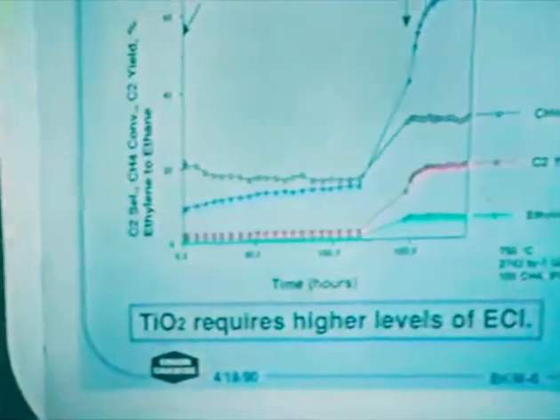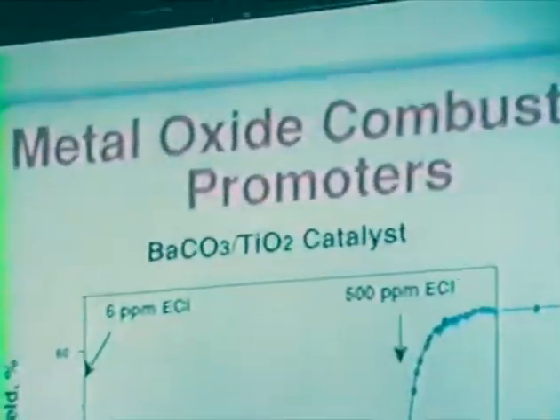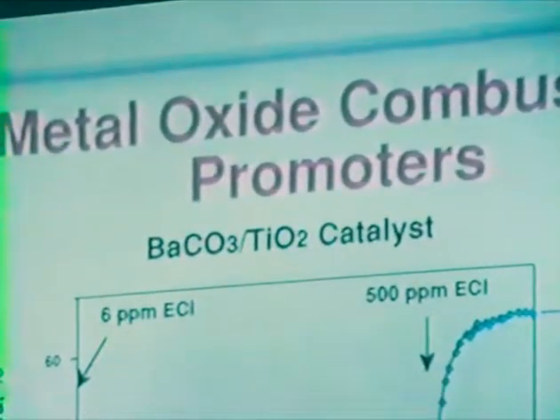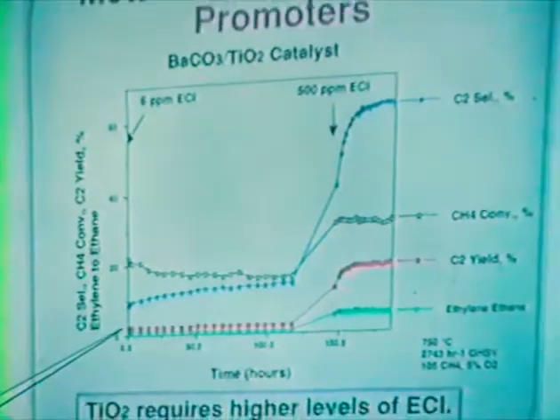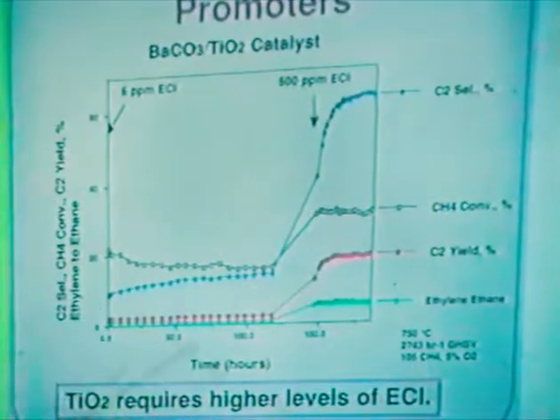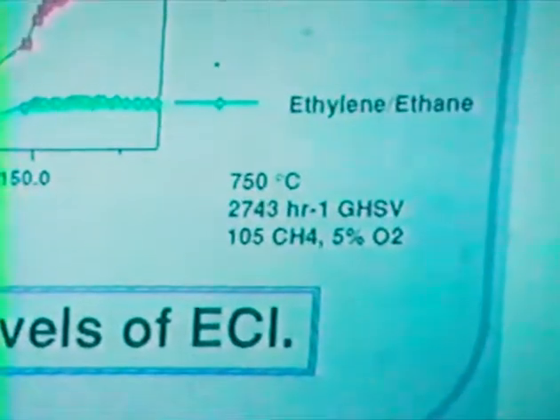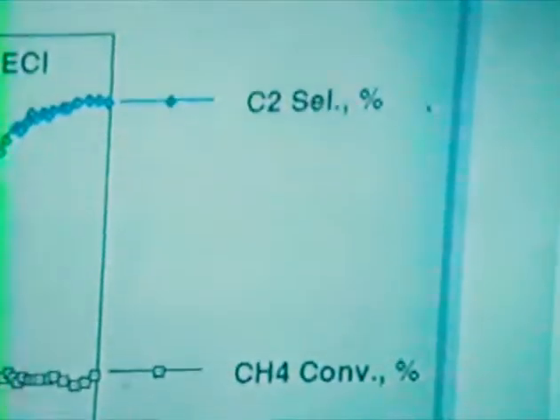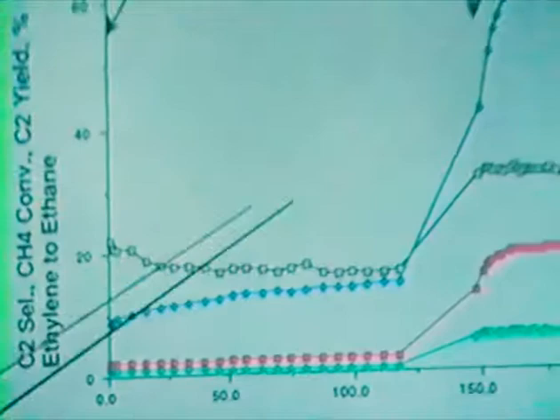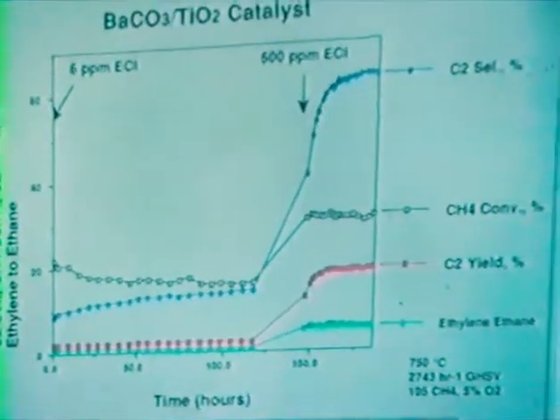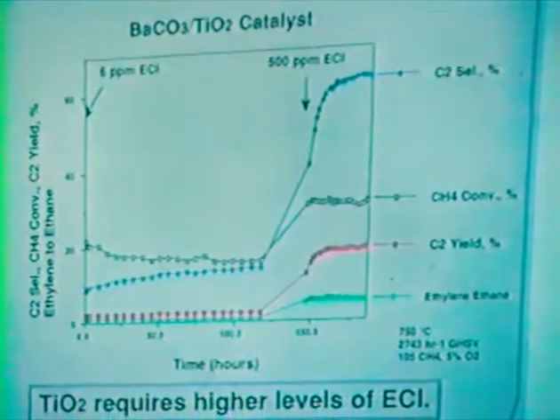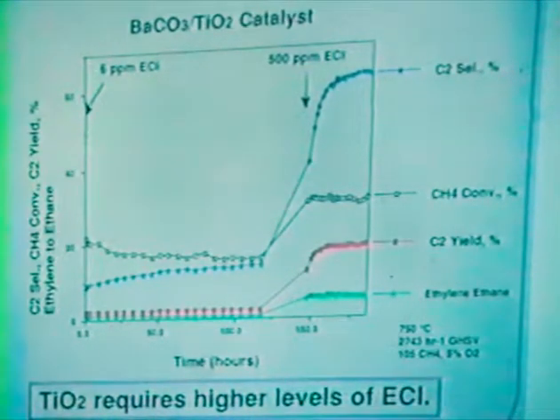Now, when I said that you require a different amount of chloride for the different metal oxide combustion promoters, here's an example on titanium with barium carbonate. If you feed 6 parts per million ethyl chloride from the beginning of this reaction for over 100 hours, you see the catalyst will not activate. Very poor selectivity and activity. Selectivity is blue, C2 yield for your reference is red, methane conversion is black. Upon addition of 500 parts per million of ethyl chloride, you see the activity jump up, methane conversion nearly 30%, C2 yield close to 20%, and the selectivity jumps up to 60%. And that will continue undisturbed if you leave 500 parts per million for hundreds of hours.